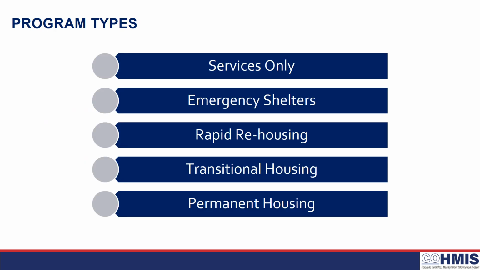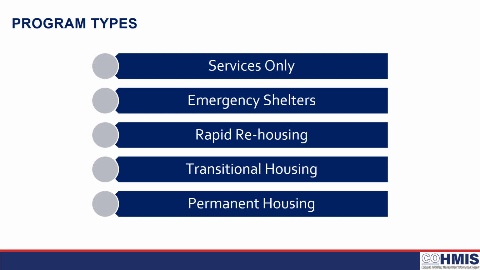There are different types of programs in our community that participate in HMIS. Services only, also called homelessness prevention programs, do not have housing. They provide services such as groceries or bus passes to at-risk clients. Emergency shelters provide temporary indoor sleeping accommodations in situations where other resources are not available. Rapid rehousing programs provide rent or utility assistance to keep people in a stable housing environment for a period of time while the household works out problems such as unstable income.